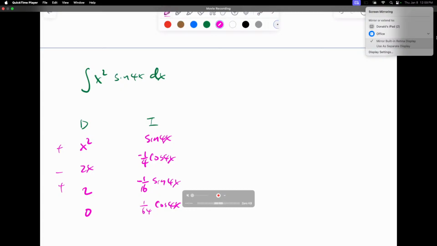So now I just have to line up. I just say, hey, that's equal to x squared times negative 1/4. So it'll be negative 1/4 x squared cosine of 4x, minus, and the minus is going to be positive, 2 over 16, so it's 1/8 x sine of 4x. Is that okay so far? And a plus 2 over 64, so it's 1 over 32 cosine of 4x plus c.